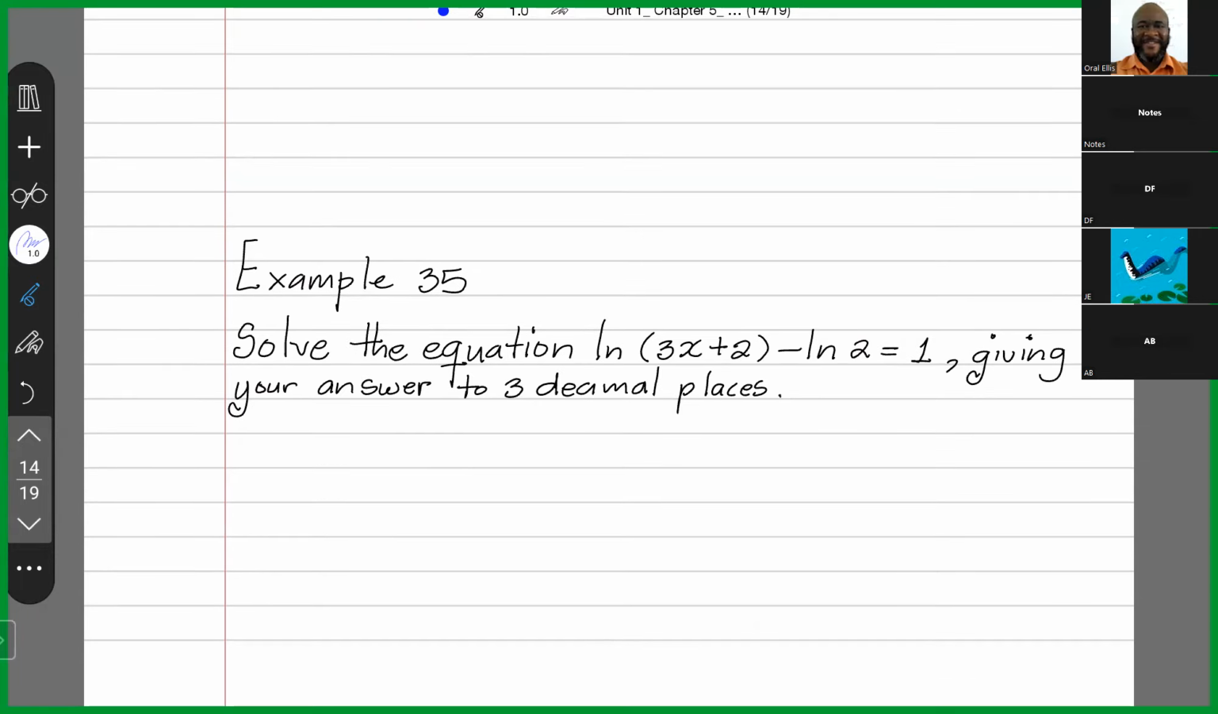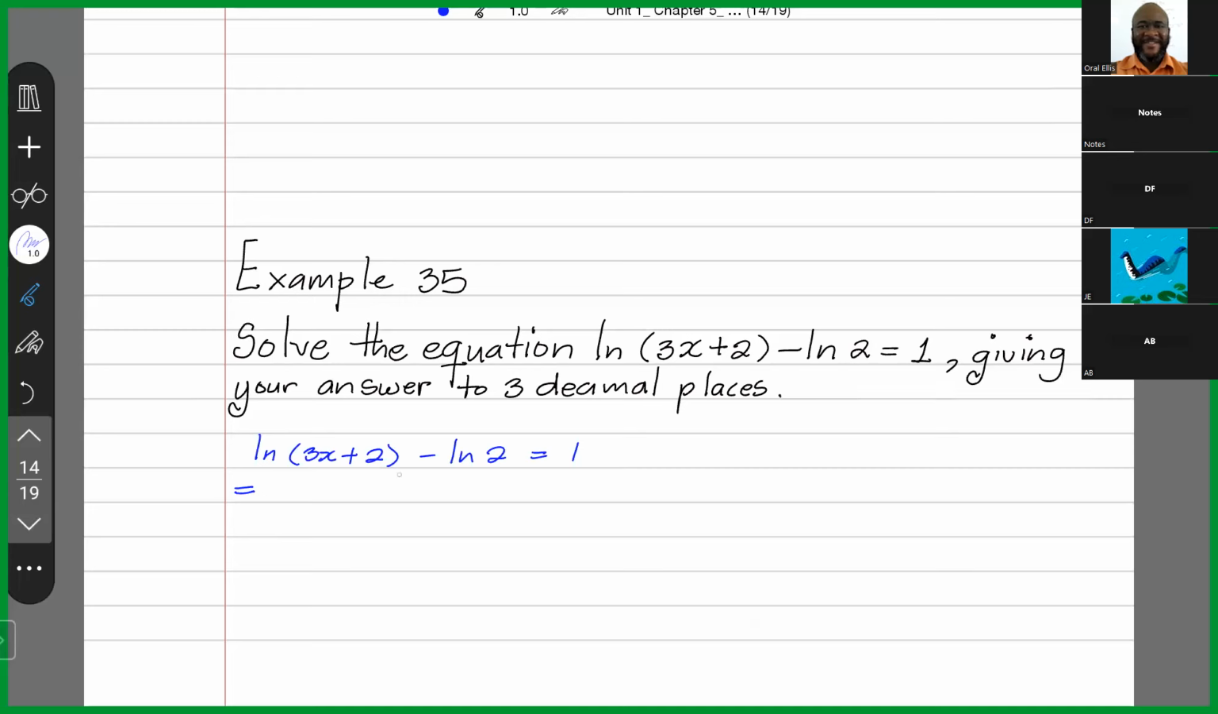We're asked to solve the equation ln(3x + 2) minus ln 2 is equal to 1. So the first thing I'm going to do is make the expression on the left-hand side of the equation into one log using one of the laws of logarithms.